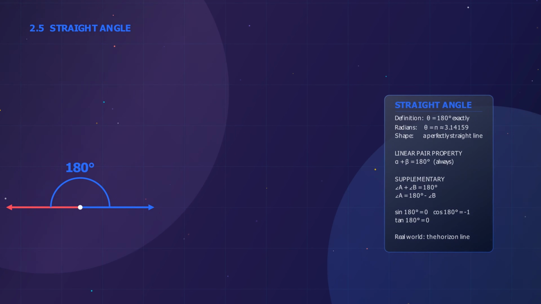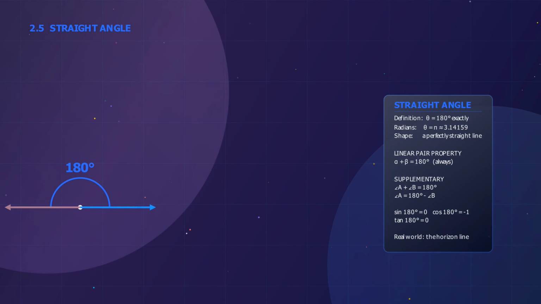The two rays have become one straight line. And here is something profound. A straight angle is simultaneously a line, which means the two great concepts of geometry, the line and the angle, are actually the same thing at 180 degrees.